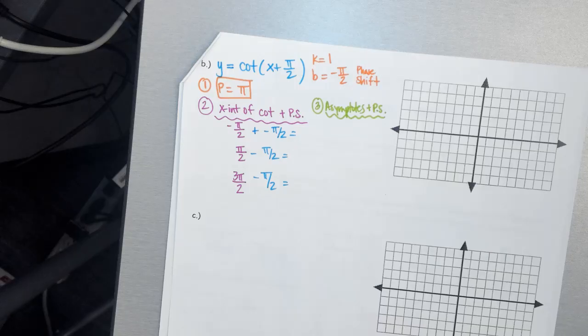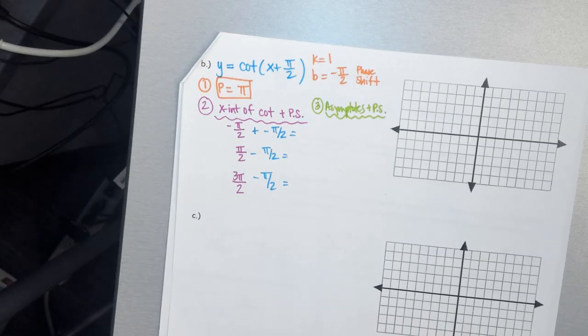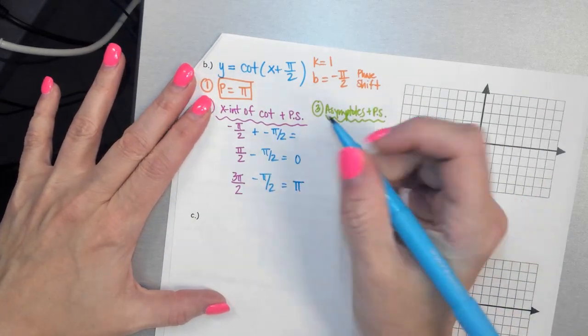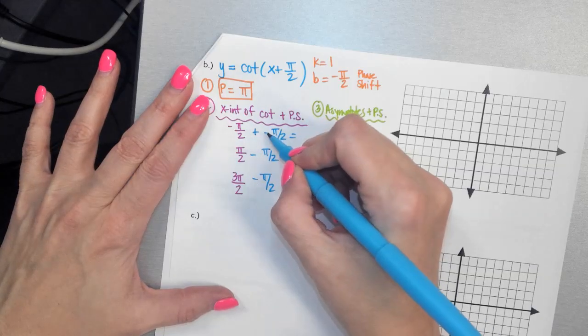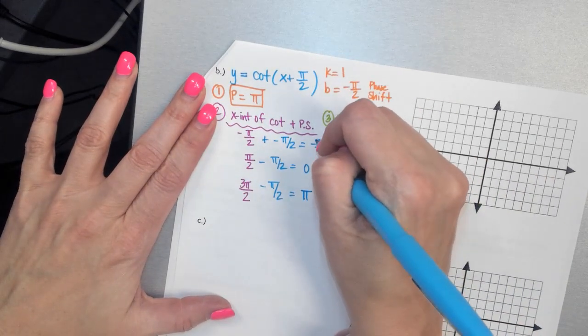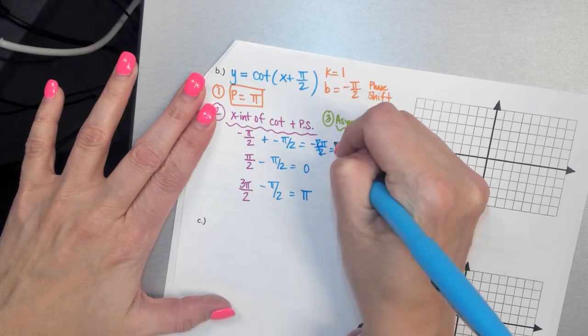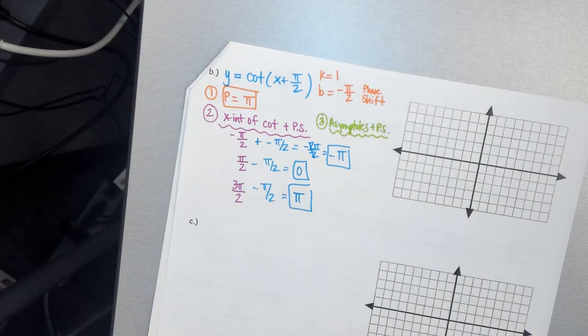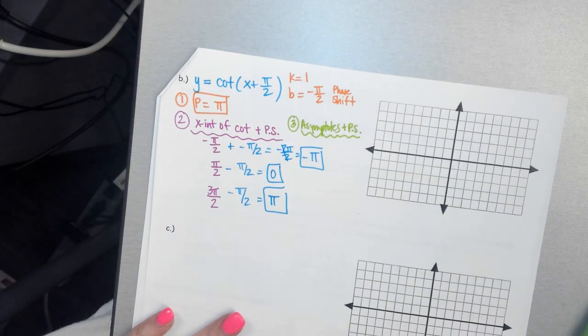Okay, so pi over 2 minus pi over 2 is probably the simplest one to do to get your 0, right? 3 pi over 2 minus pi over 2 is pi. And then here, negative minus a negative is negative 2 pi over 2, if you thought of it like that first, and then you canceled it out. So you have negative pi, 0, and pi. Those are your x-intercepts.